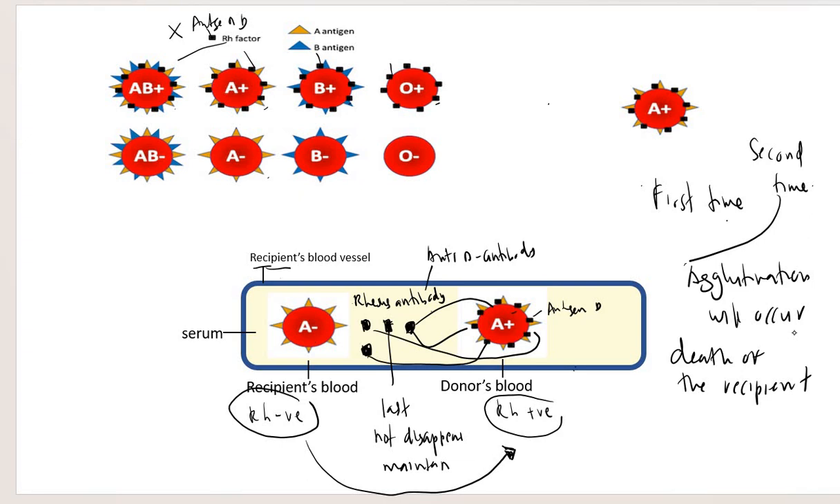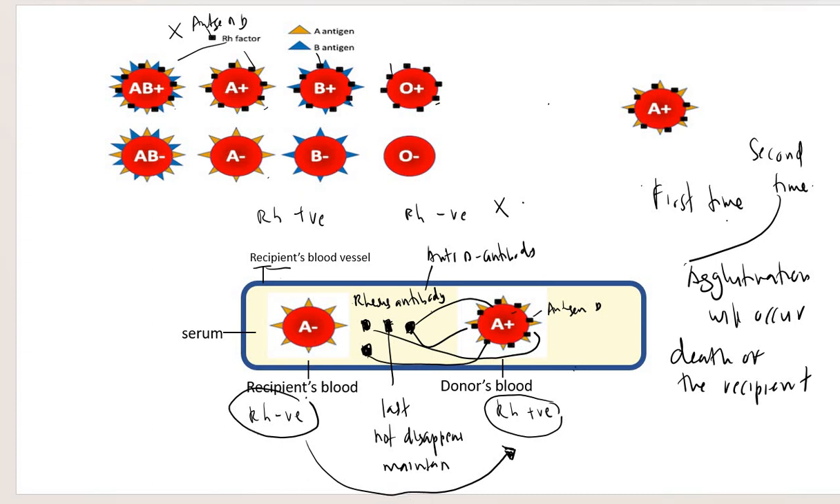Rh positive and Rh positive, no problem. An Rh positive recipient with an Rh negative donor is also no problem. But this one will have a problem. This usually occurs in pregnancies, when the blood of the mother and the blood of the fetus are not the same Rh, one Rh negative and one Rh positive. I will explain that later using another video.